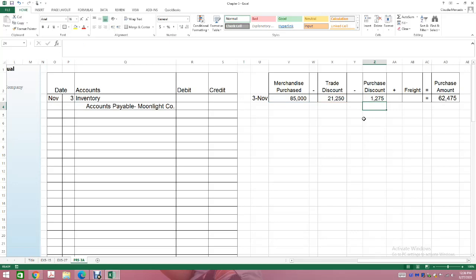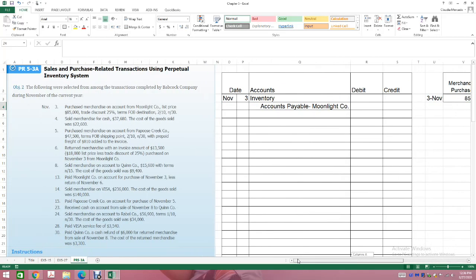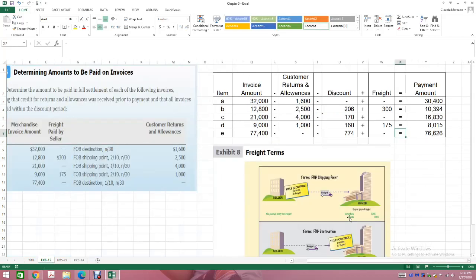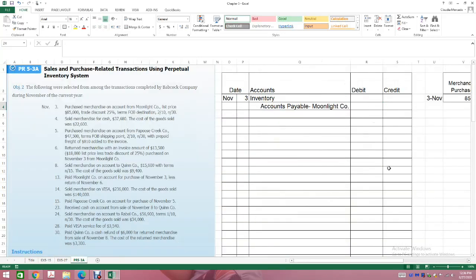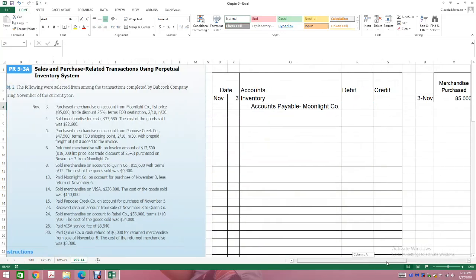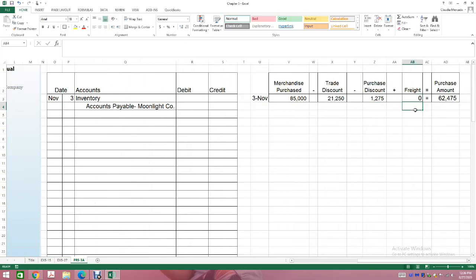Now this particular problem does not include any freight information. So it just says that it's FOB destination. If it's FOB destination, then the seller pays for the shipping. So we don't have to worry about it. So my freight is going to be 0.